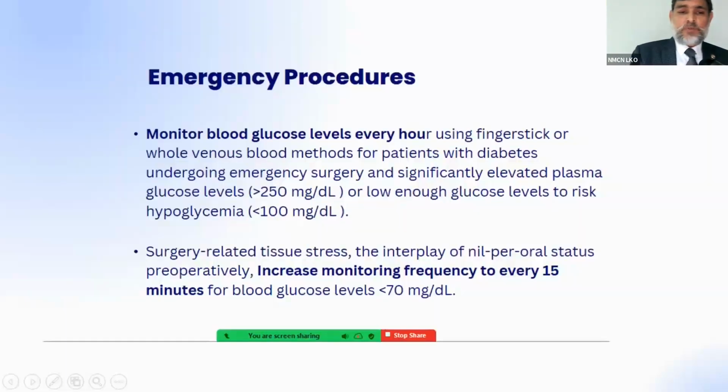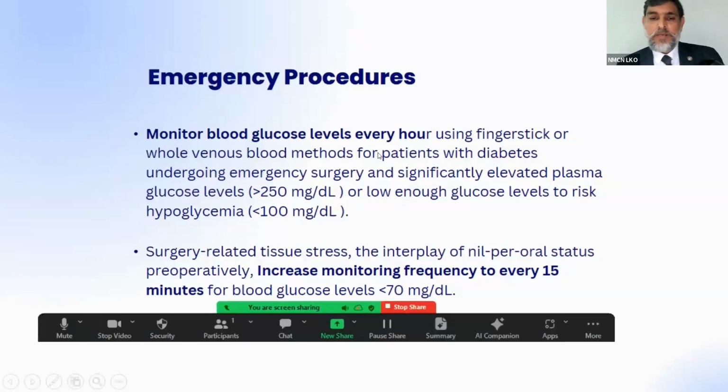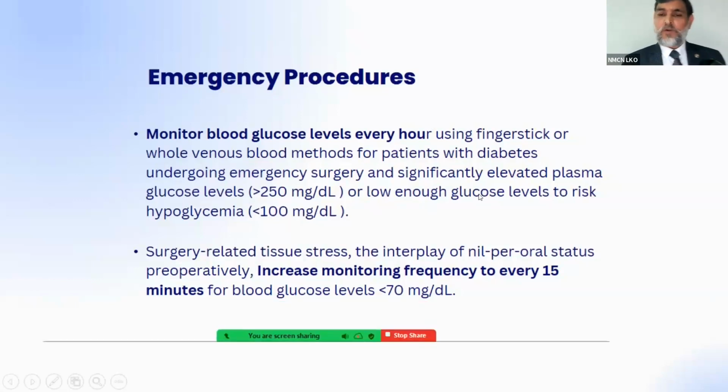Then some emergency procedures require further attention, like monitoring blood glucose level every hour using finger stick or SMBG. And blood sugar should be kept between 80 and 180, or 80 and 150, according to the situation.